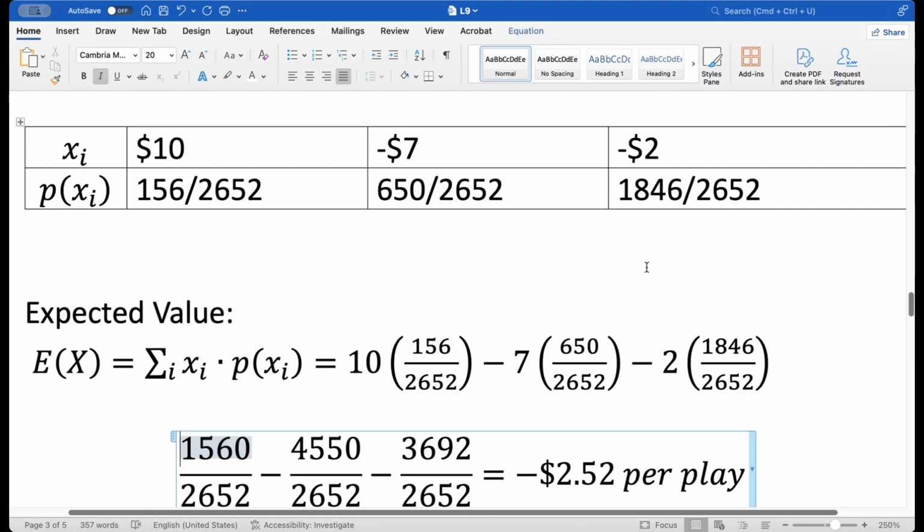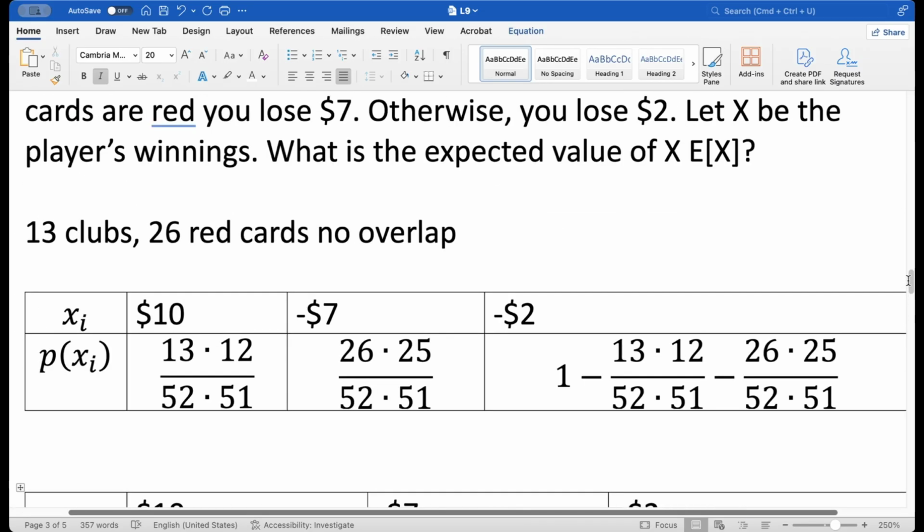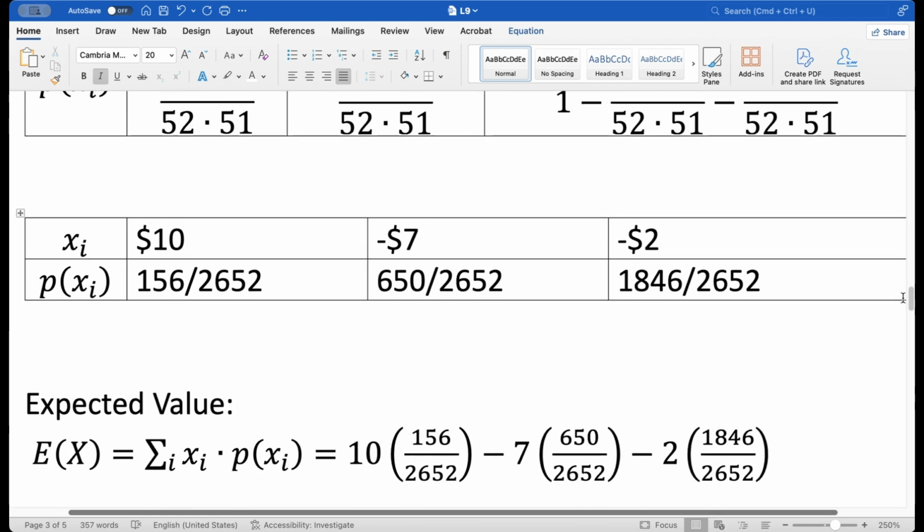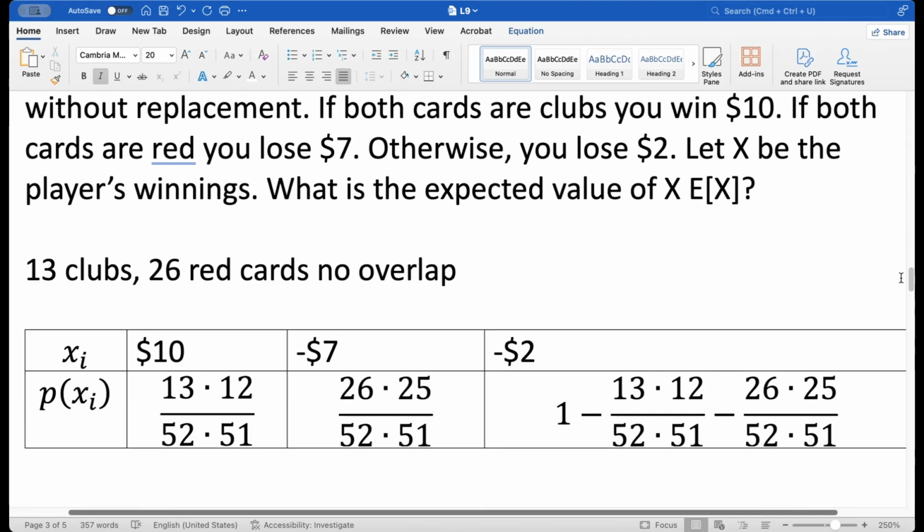And that turns out to be approximately negative $2.52 per play. So on average, if you play this game many, many times, you would expect to lose an average of $2.52 per play.